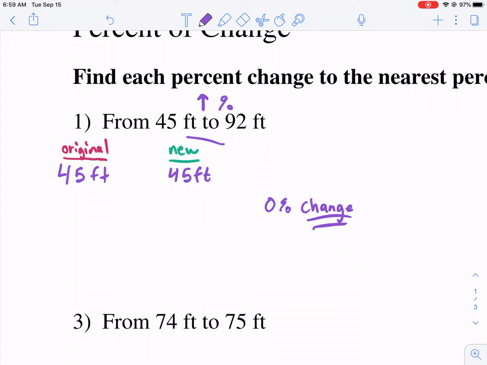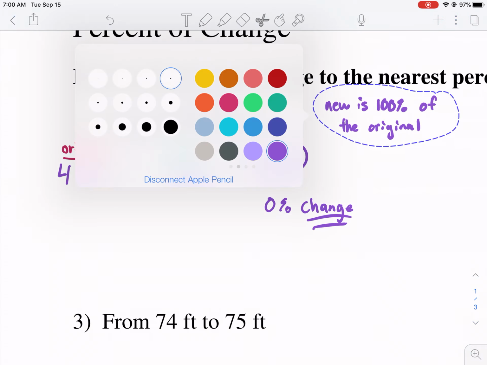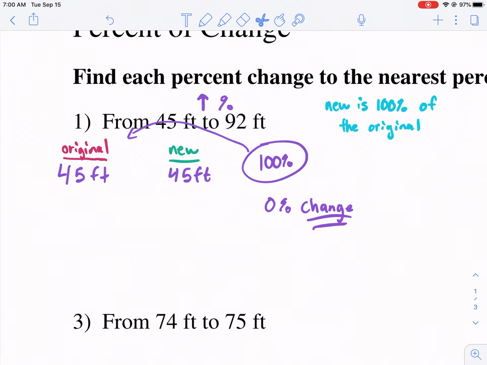The percent of the new to the original is still 100%. What does that mean? That means it still maintained all of its value. It didn't increase, it didn't decrease, it's still 100% of the original. Notice what I said there. The new is 100% of the original. I think it's important to write this out to see the language. So we're going to write this in blue: the new is 100% of the original if it stays the same.